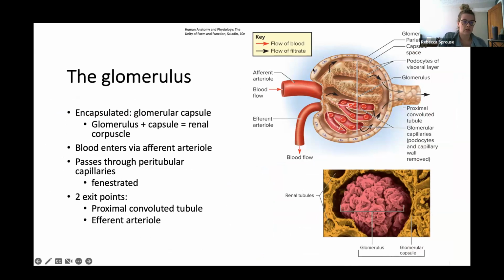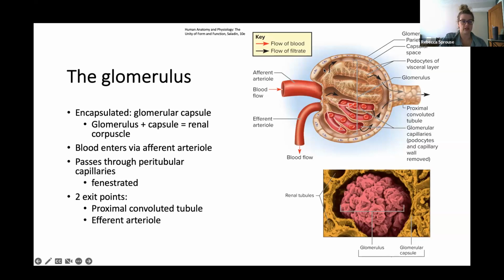So there's this capsule. Notice that this whole structure is encased by a layer of cells. This is called the glomerular capsule, or some people may know that as Bowman's capsule, same thing. Then we have the glomerulus itself, which is made up of these glomerular capillaries. And there's this space in between the two.